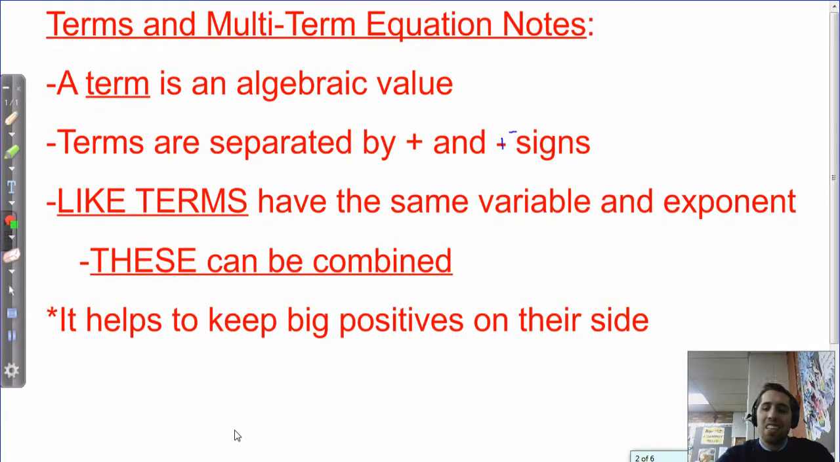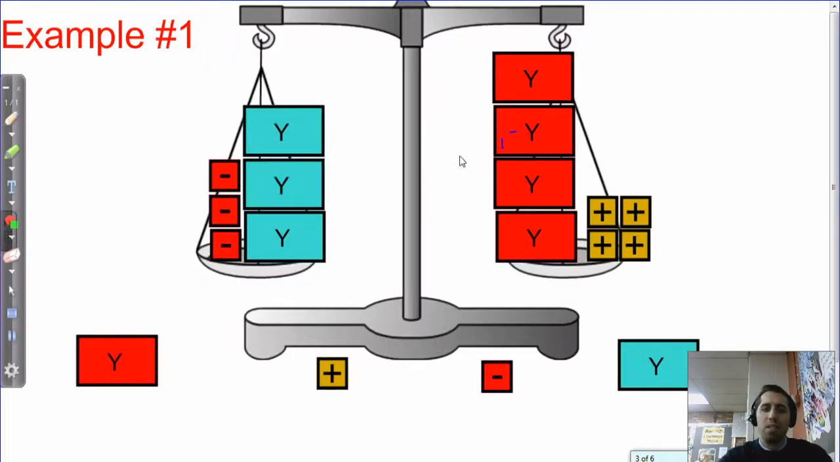The last thing to know is that when we're solving equations that have terms on both sides, it helps to keep the big positives on their own side. And you're going to see what I'm talking about in just a second. So make sure you have those notes and let's get to it.